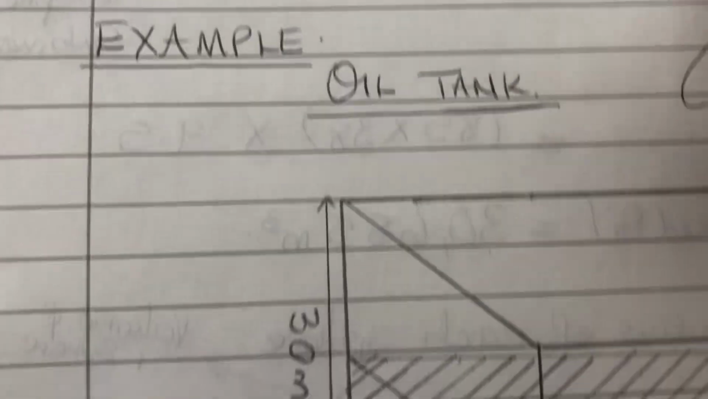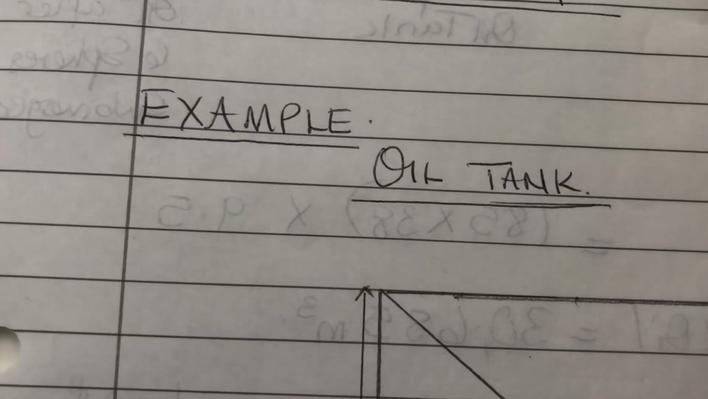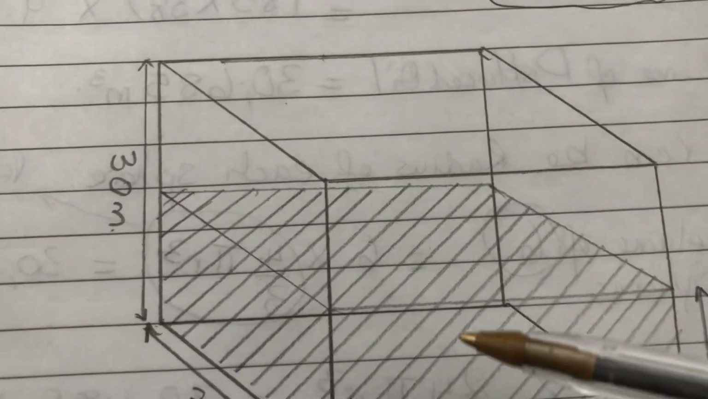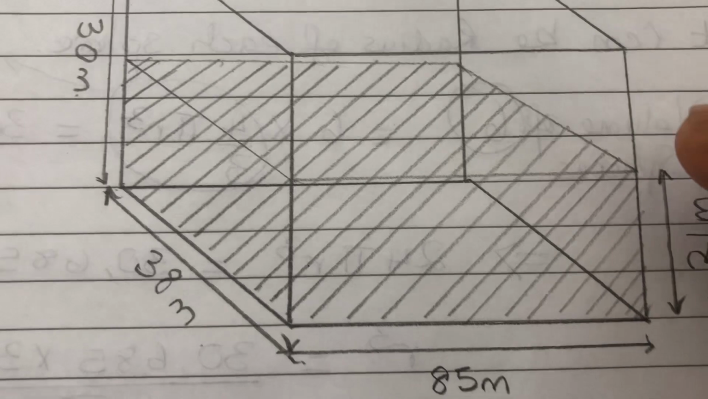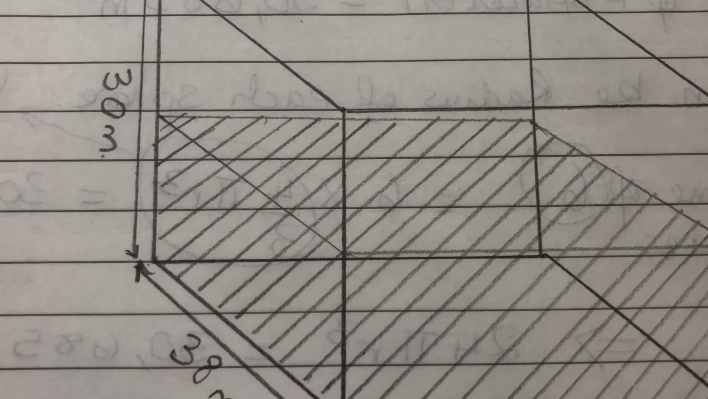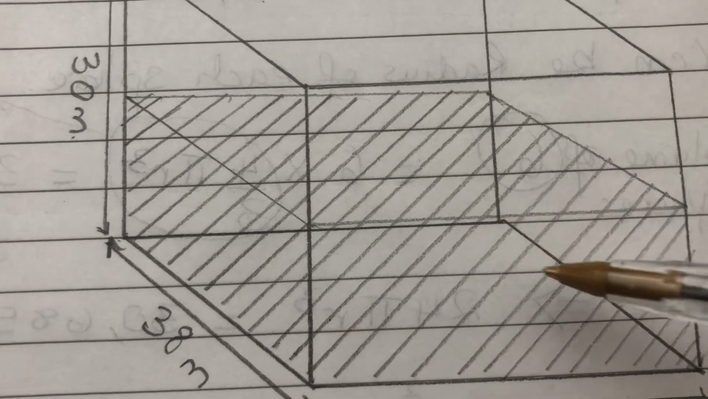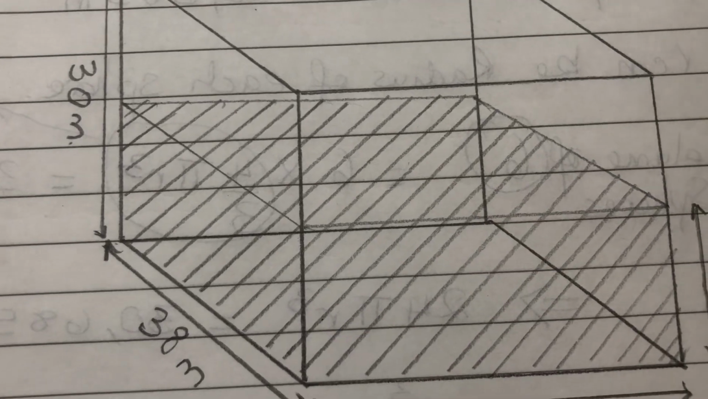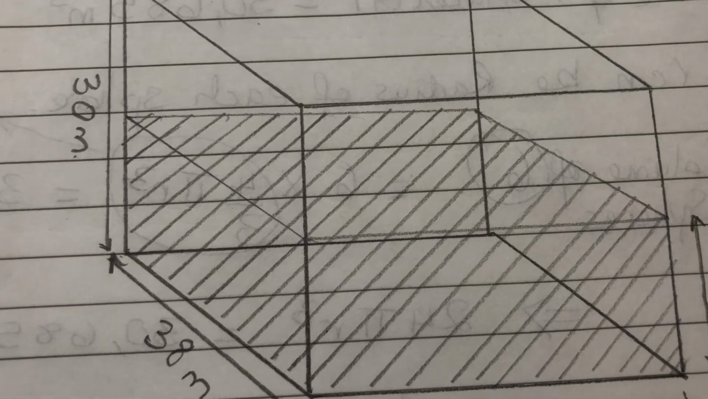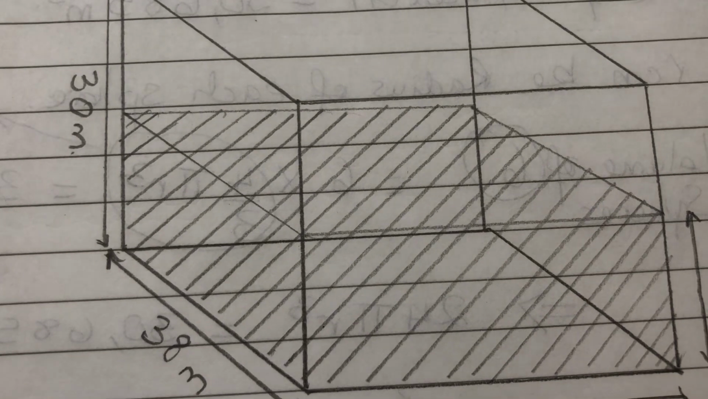Okay. Now let's look at another example. That is also an oil tank here. So maybe this is a factory. Maybe they are making sunflower or olive oil, or the oil we normally fry with.